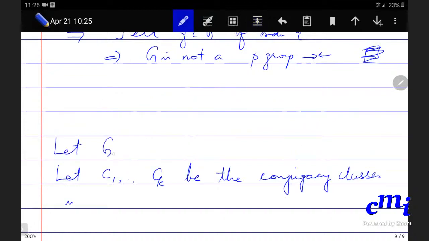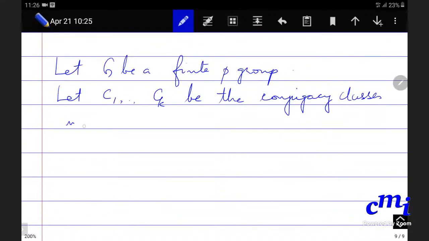Let G be a finite P group. Okay. And let these be the conjugacy classes in G, the distinct conjugacy classes. Okay. So this is a disjoint union, I mean, this is a partition of G. Okay. So then the sum of |C1| up to |Ck| is the order of G. This is divisible by P.